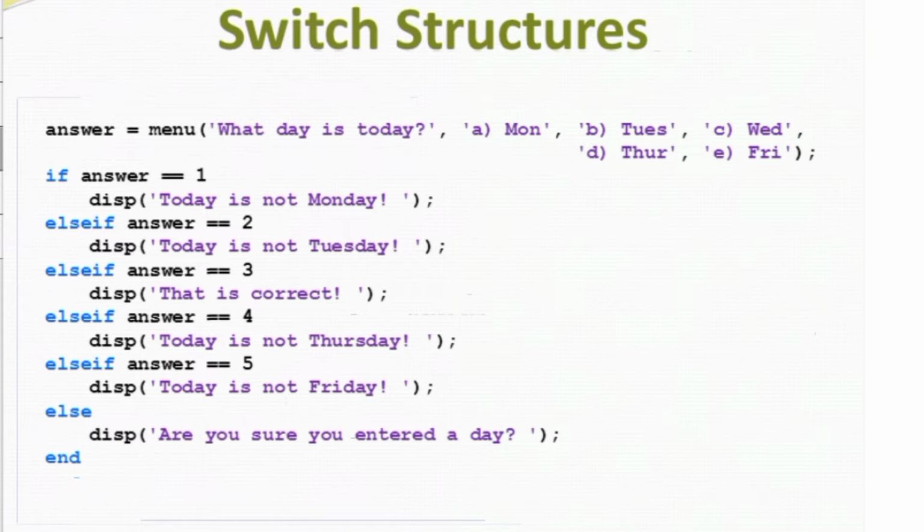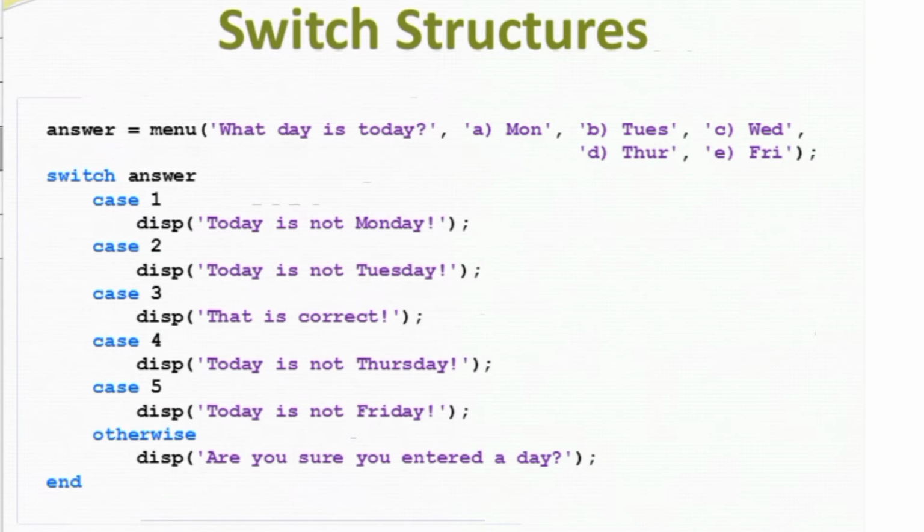If we were to transform this from the if structure, or in this case an if-elseif structure, into a switch structure, we would have the following code. Again, the menu statement stays the same. We're still prompting the user to select which day it is. However, when we get to the actual structure which decides what's going to happen, we now see that we have our switch keyword. Answer is now our switch control variable. Then we have different cases, case 1, 2, 3, 4, and 5, which are the possible values that answer can take on.